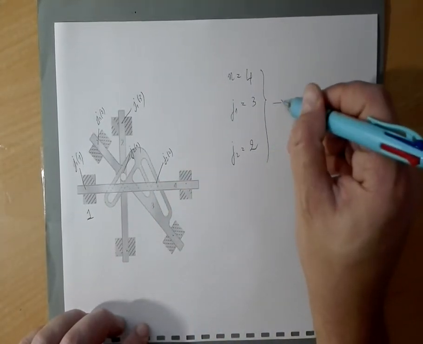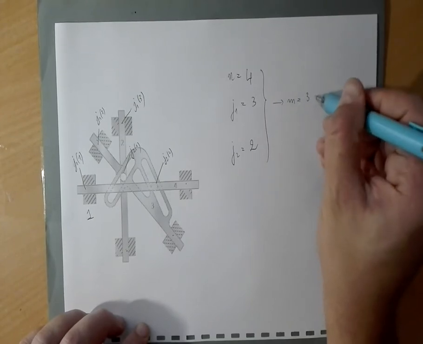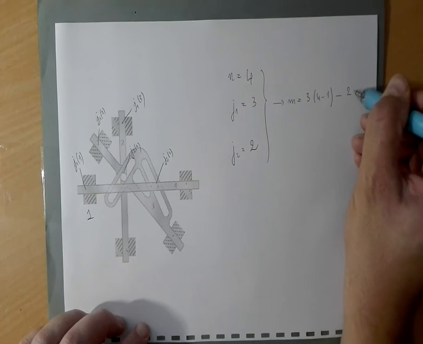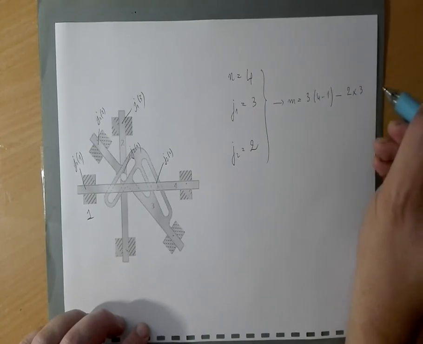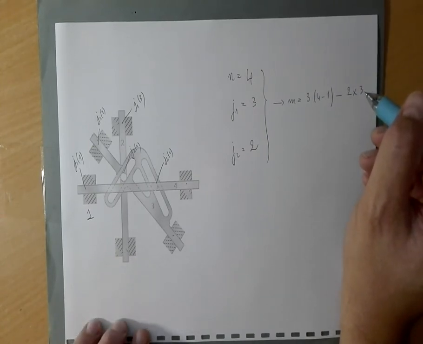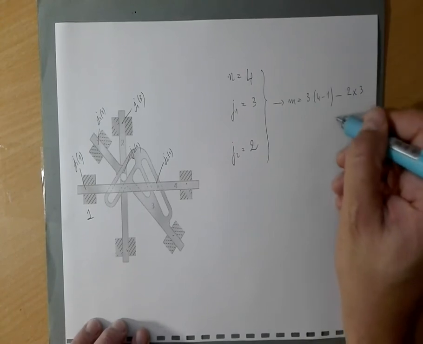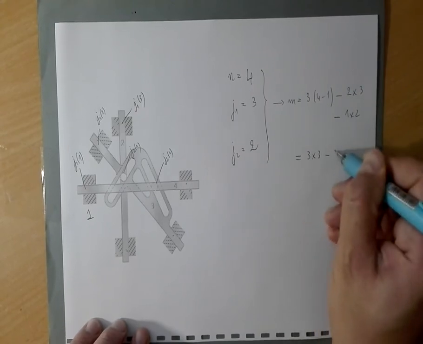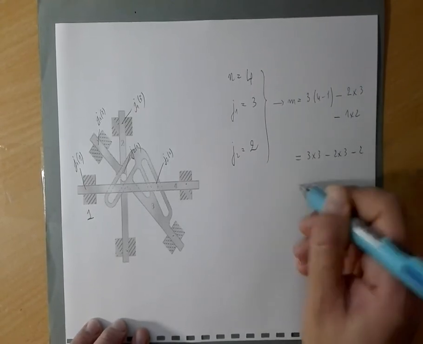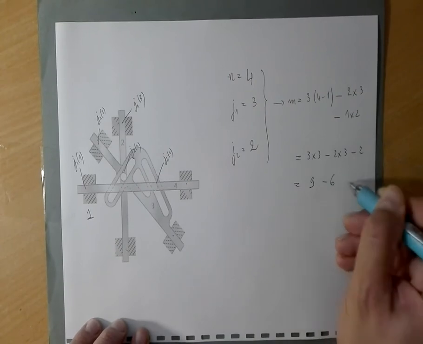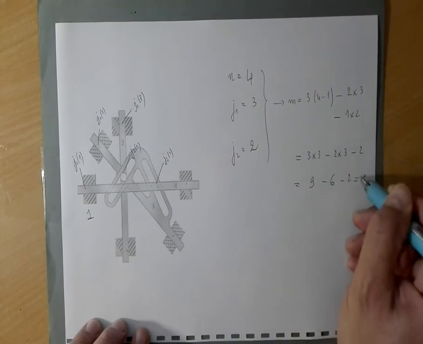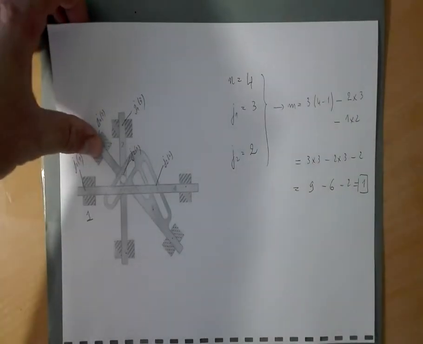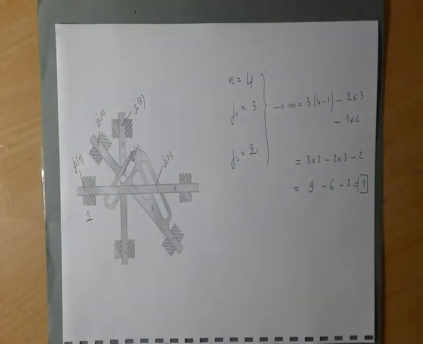So the mobility M is equal to 3 times (4 minus 1), minus 2 times 3, minus 1 times 2, which is equal to 3 times 3 minus 2 times 3 minus 2, which is equal to 9 minus 6 minus 2, which is 1. So the mobility of this one is 1. By this I finish the solution of number 3. Thank you. Assalamu alaikum.